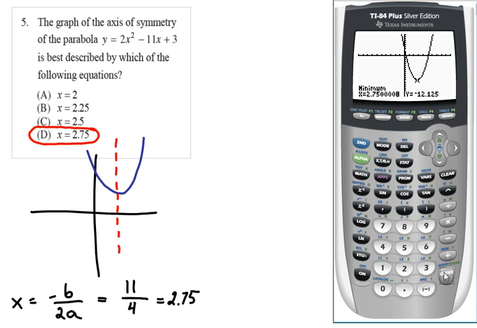So the answer is 2.75, and so you could see that also using the calculator as a second way of doing that. So either you remember negative b over 2a, or you can use your calculator to find the x-coordinate of the vertex of the parabola, and you should understand that that gives you the equation of the vertical line that is perpendicular to the x-axis and passes through that vertex. Okay, so that's it for that problem.